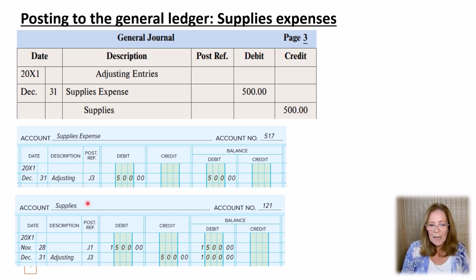The account we now need is supplies. This account already has activity and a balance of $1,500. Let's write the date 12/31 into the date column of the supplies account, adjusting into the description, the journal entry page J3 into the posting reference column, and $500 into the credit column. We now need to calculate the new balance, which is $1,000.